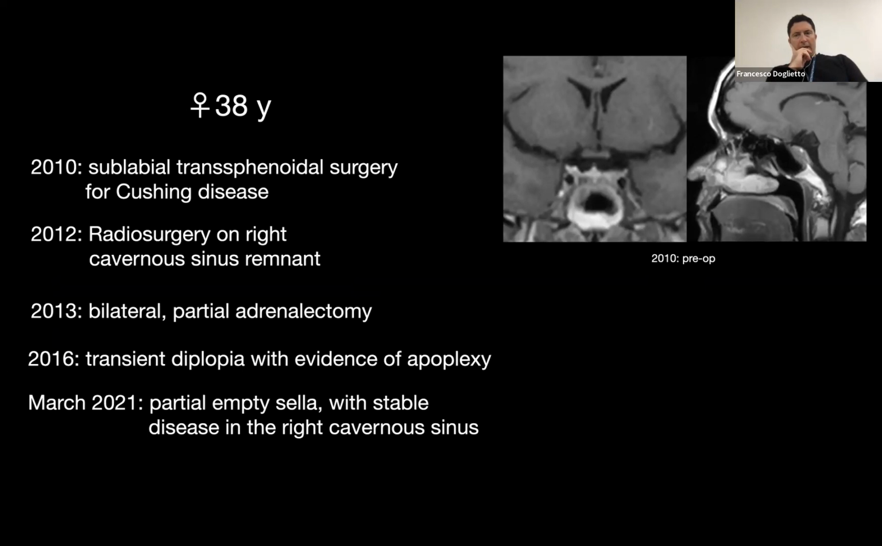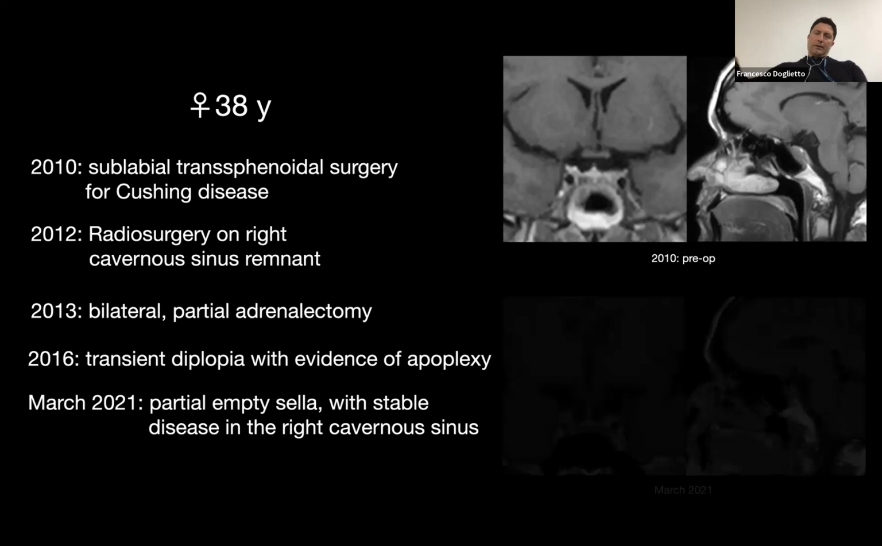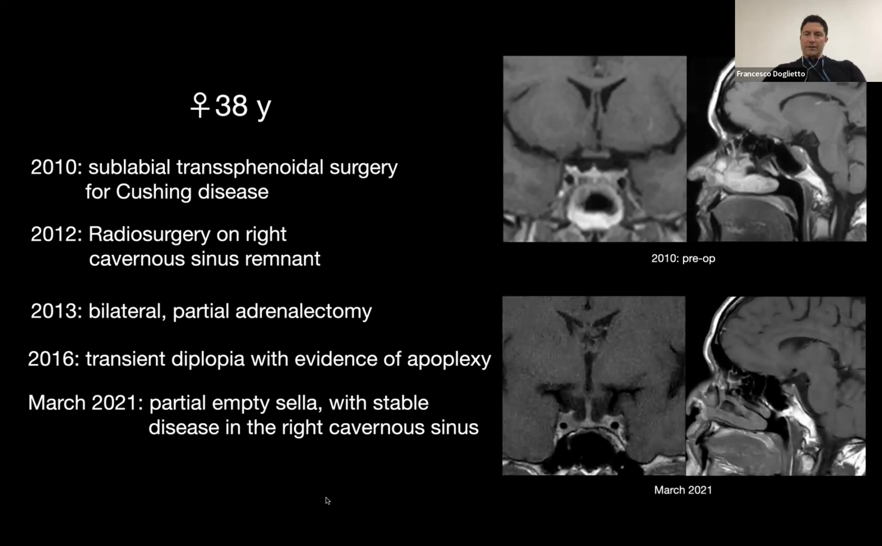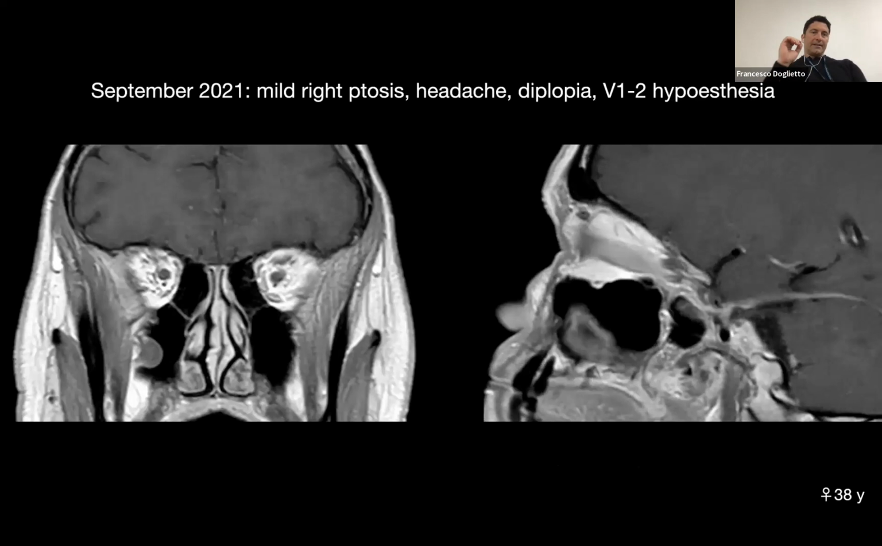And in 2016, so 4 years after radiation treatment, she had what was described as a partial apoplexy in the right cavernous sinus, which was conservatively treated. In March 2021, this was the neuroradiological picture. As you can see, possibly a small remnant in the right cavernous sinus, but otherwise, I would say even a partial empty sella.